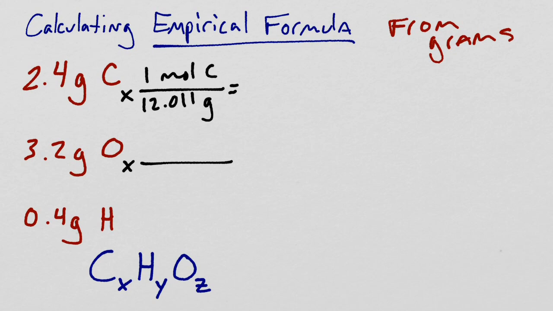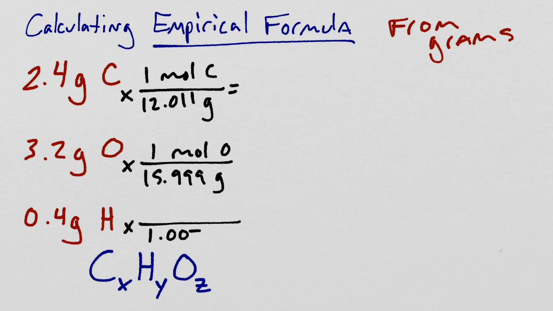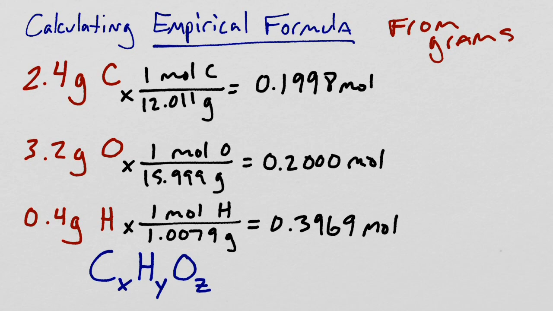Oxygen, 15.999 grams, 1 mole of oxygen. Hydrogen, 1.0079 grams is 1 mole of hydrogen. And so let's get actual numbers, and we get something like this: 0.1998 moles of carbon, 0.2000 moles of oxygen, and 0.3969 moles of hydrogen.